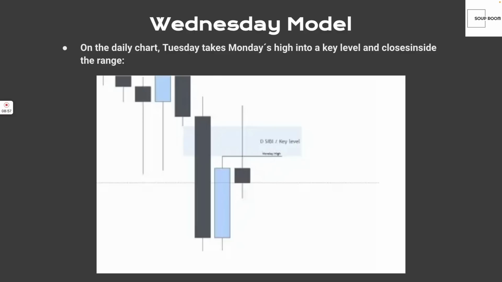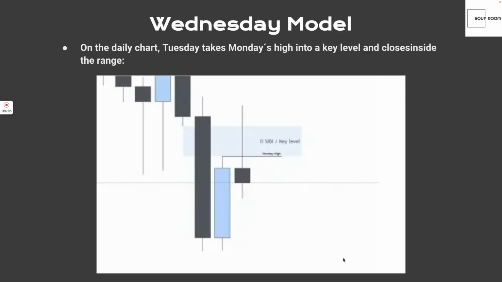So, taking a look at this chart right here. This is a daily chart. Tuesday takes Monday's high into a key level right here and consolidates back into the range.